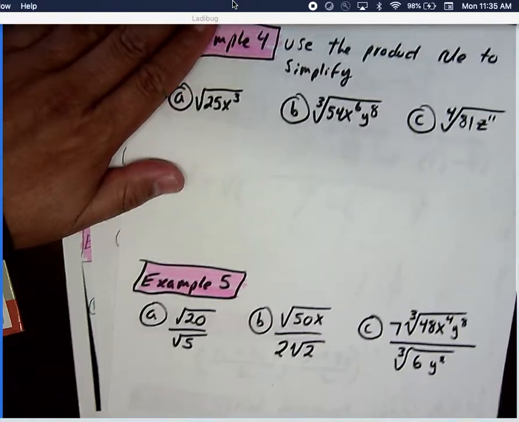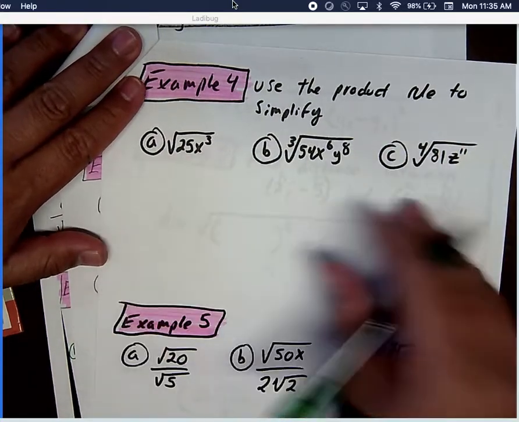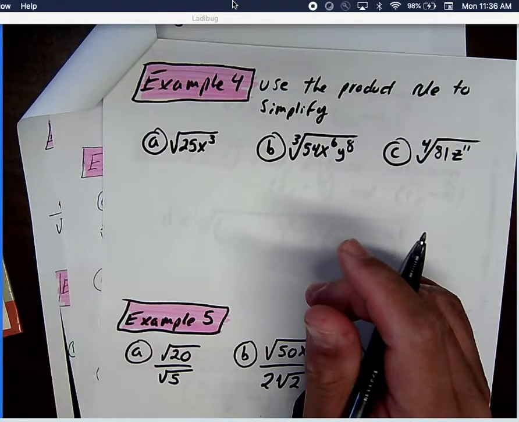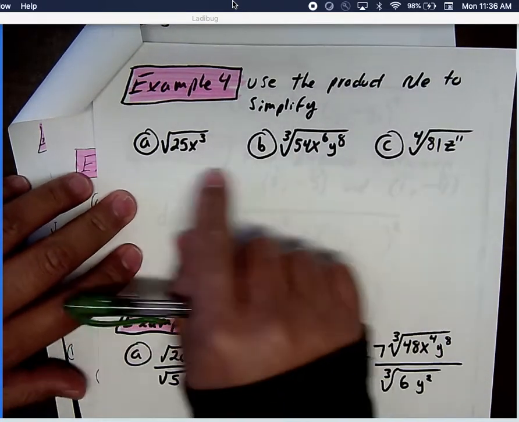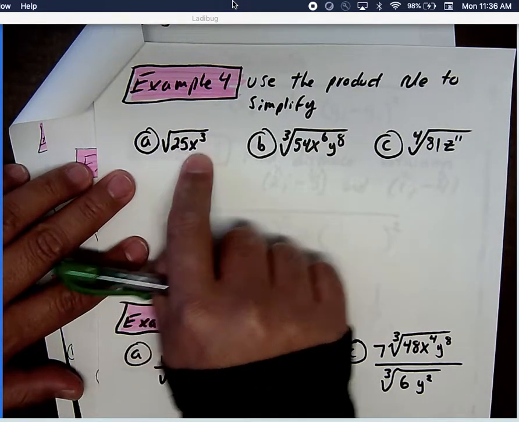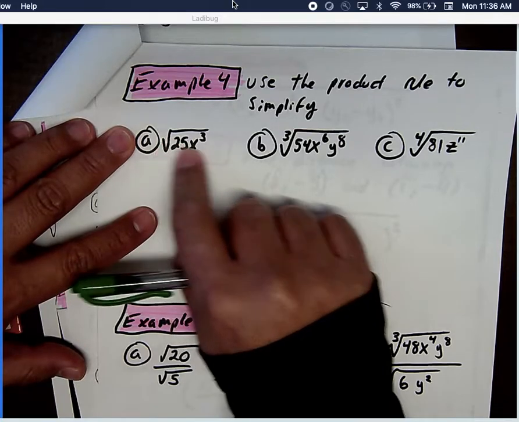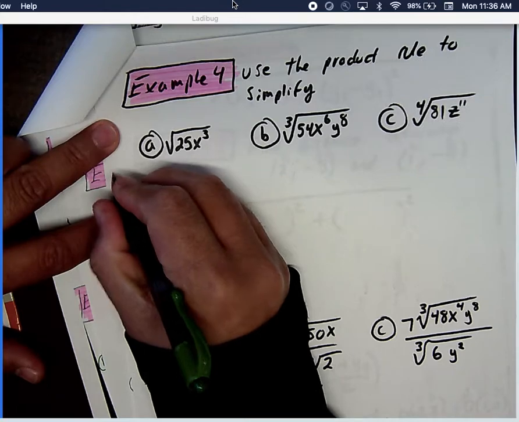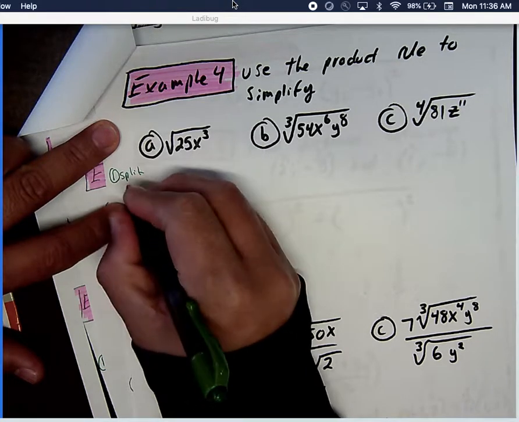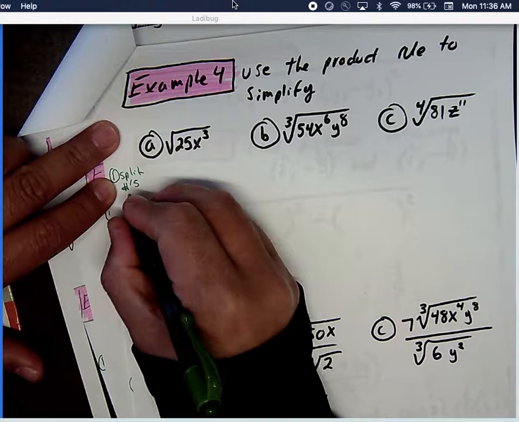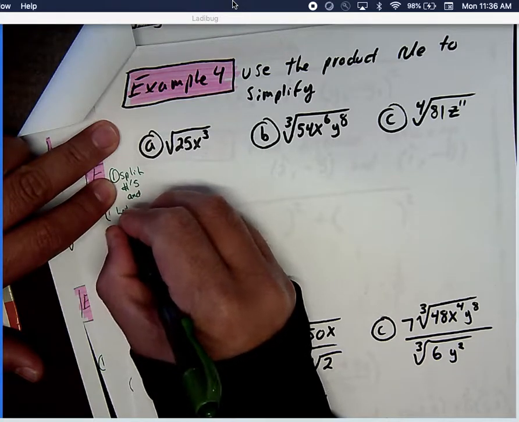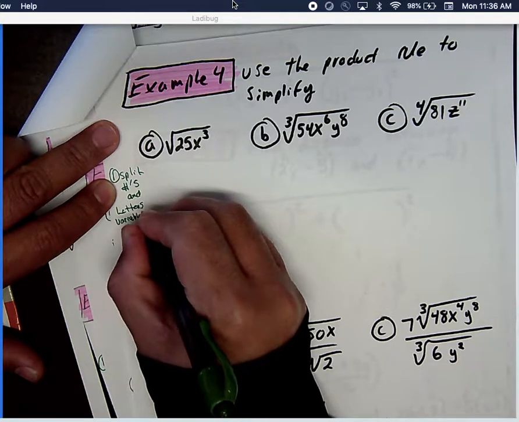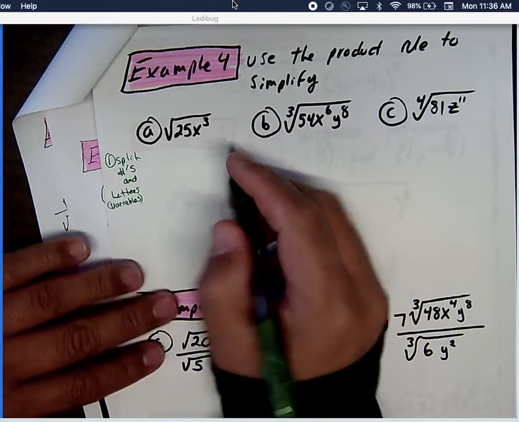So example 4. Now these examples have letters, numbers, a little bit more involved. But let's do them. So for this one, if you guys notice, this is asking for the square root of this. So now we're also splitting. So I'm going to put it here, split the numbers and the letters, so the variables. So now we're going to think about the numbers.